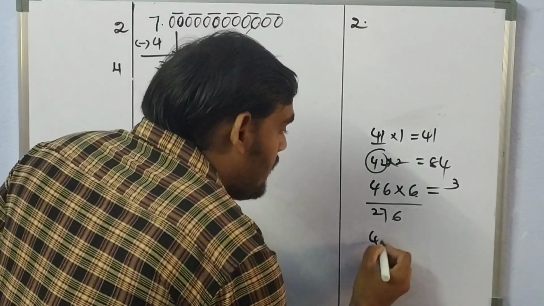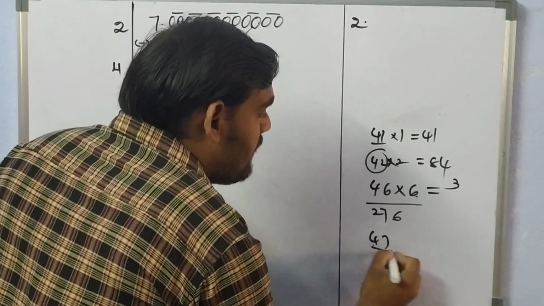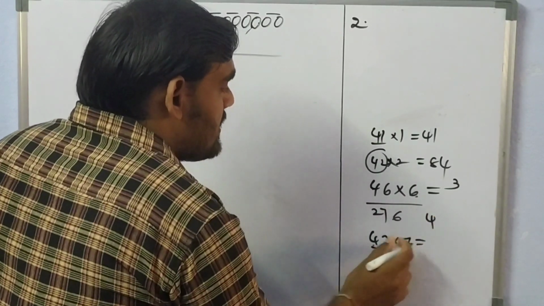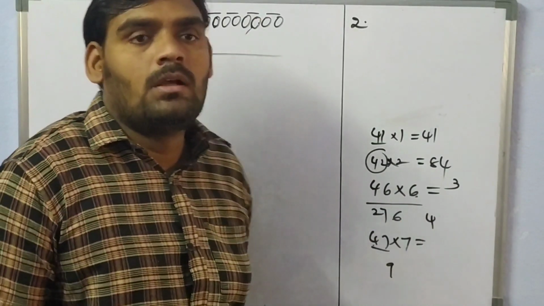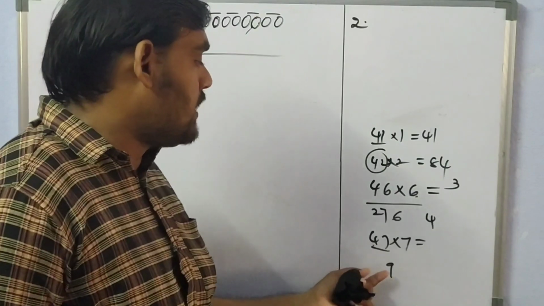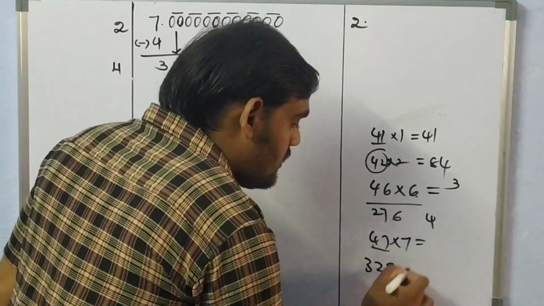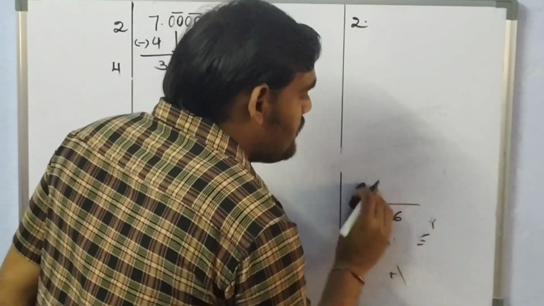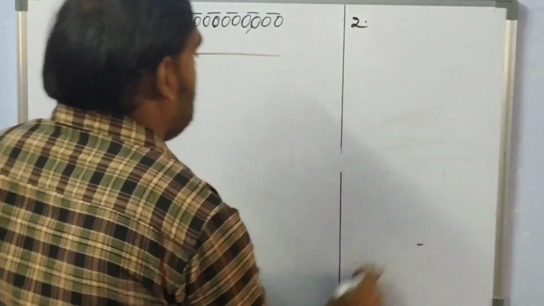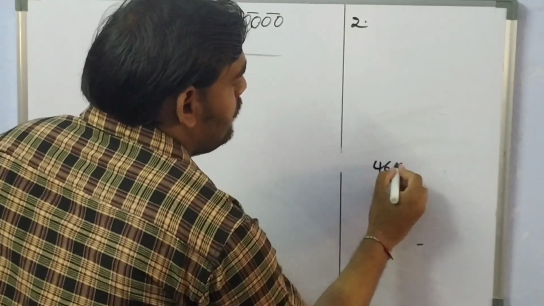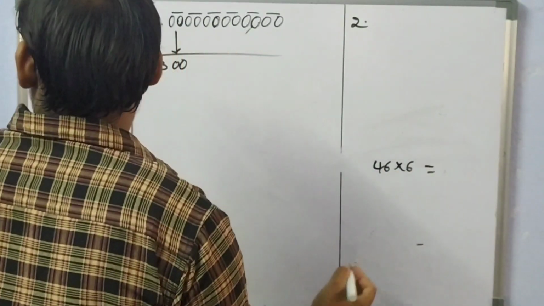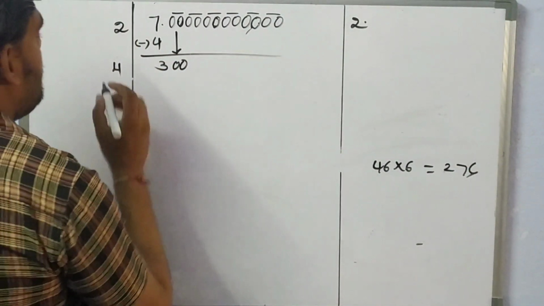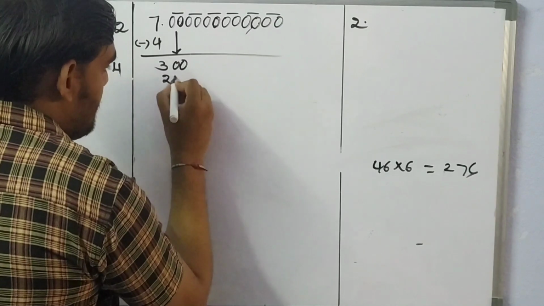If you take 7 after 4, it will become 47. 47 into 7, 7 sevens are 49. 7 4s are 28. 28 plus 4, we all know that 32. It will become 329. So it is greater. We should not take this one. See here, we have to take 46 into 6. This number will be 276. See here, we need to write here 276.